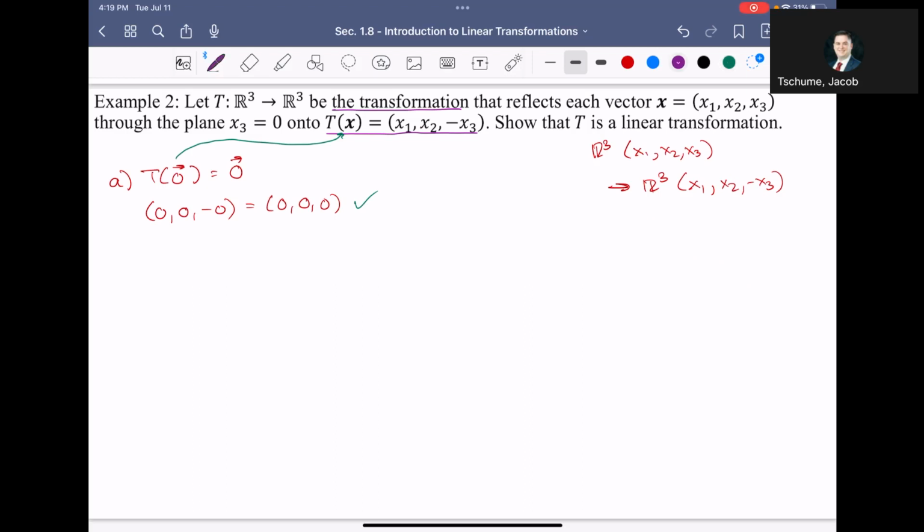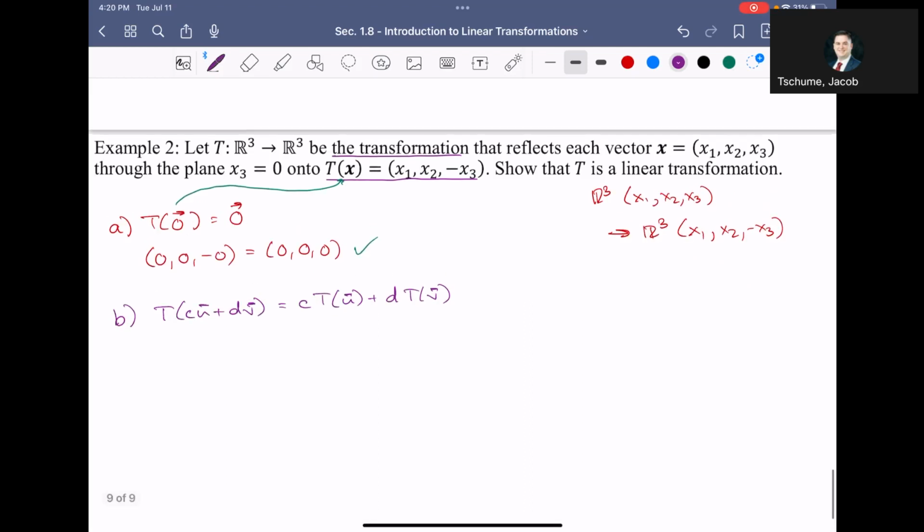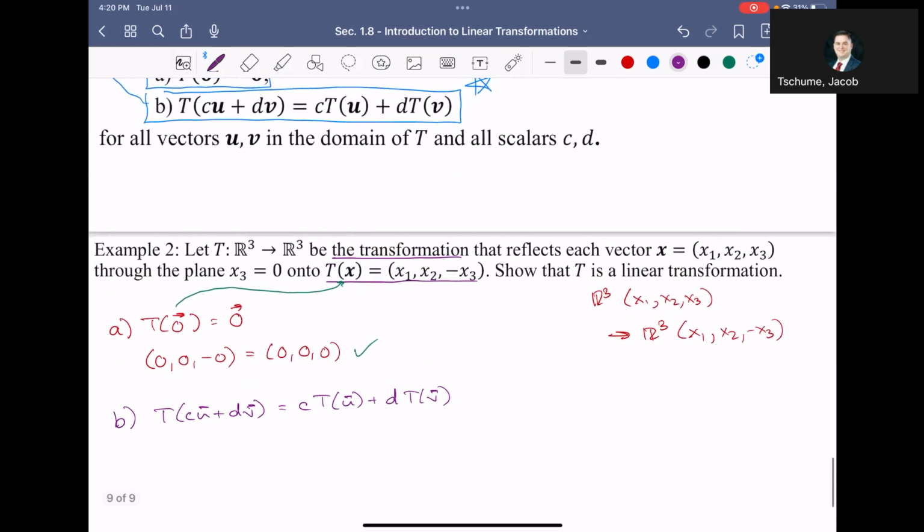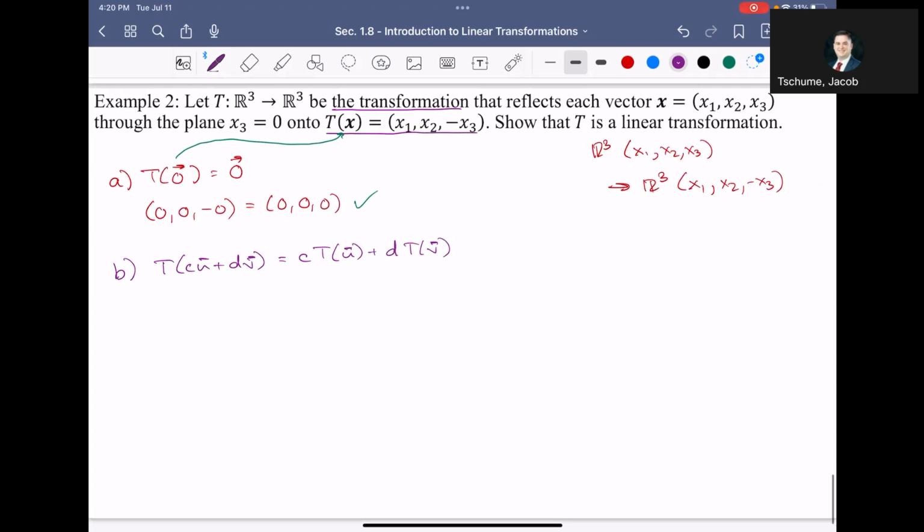For step 2, or I guess I should say step B, you're trying to show me that T of cu plus dv is equal to c times T of u plus d times T of v. You're trying to show me that your operations work. And once again, going back up, this is coming from part B of the rule I just showed you. So to show this, we're going to apply the definition in this case.